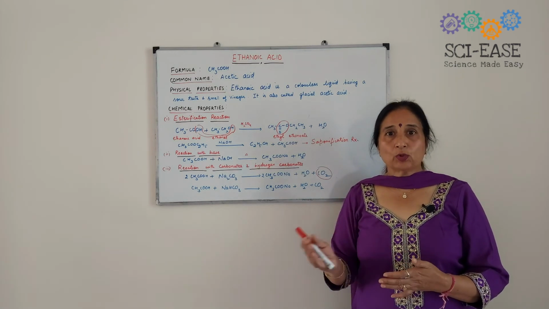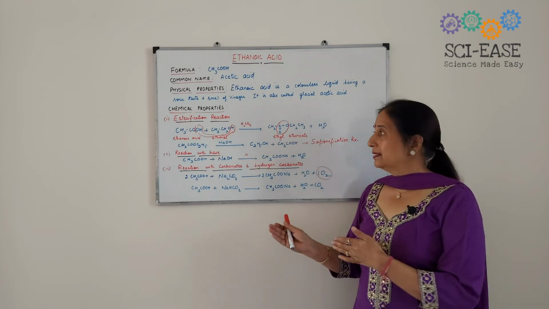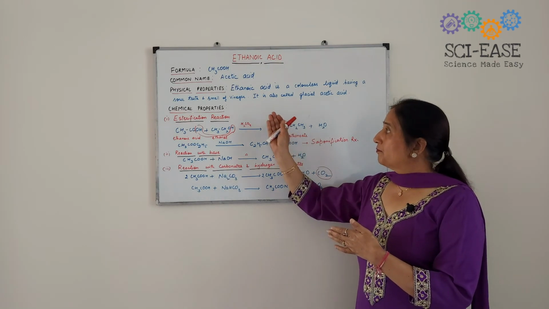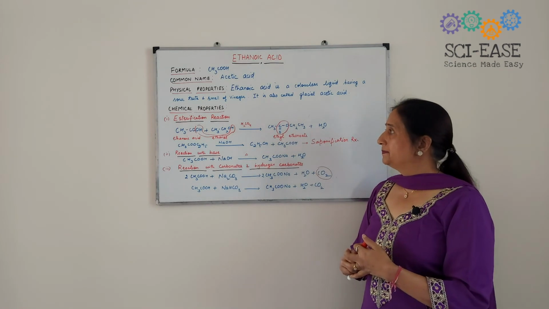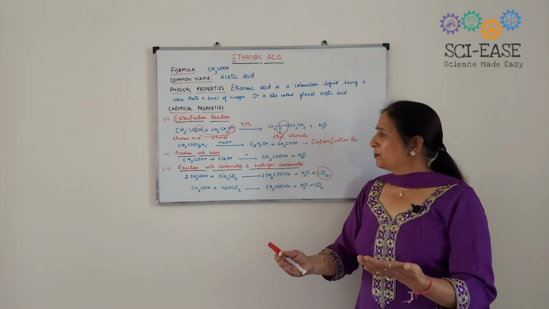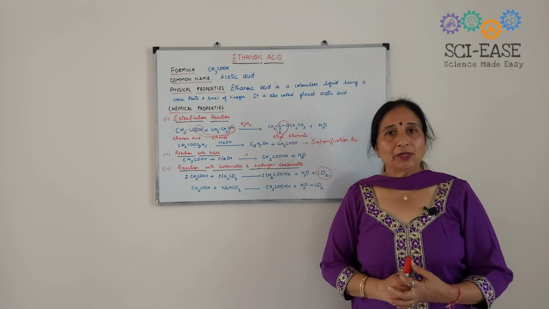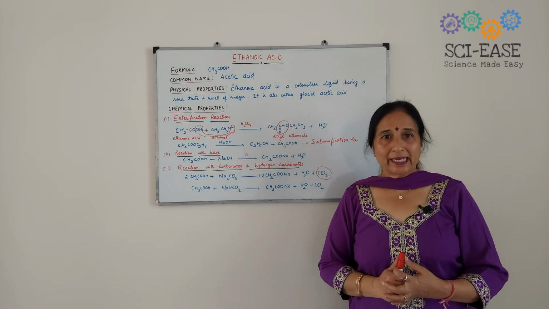Ethanoic acid, I have told you, its dilute form is used in the formation of vinegar, and in the formation of esters, soaps, and so many important things. We use this ethanoic acid.